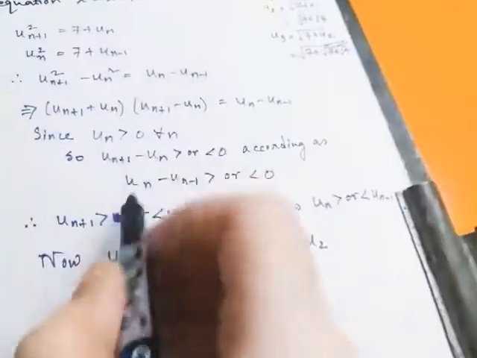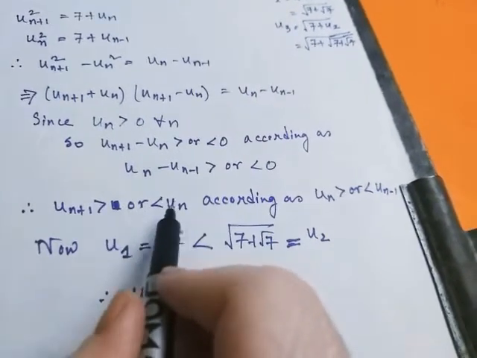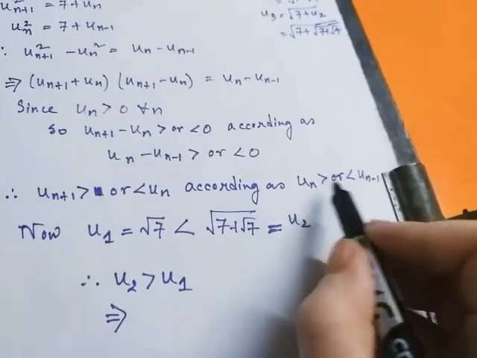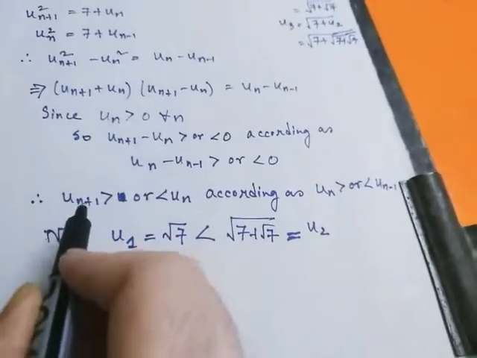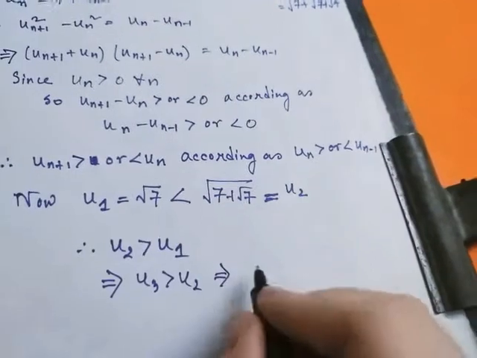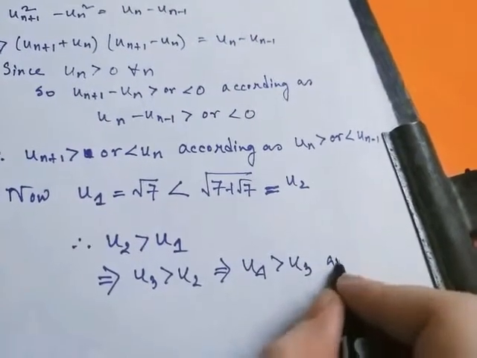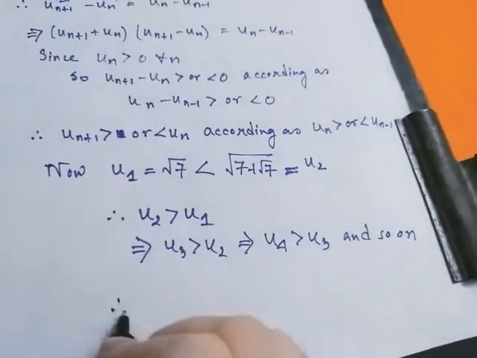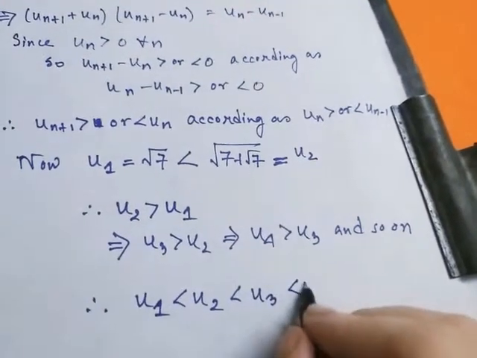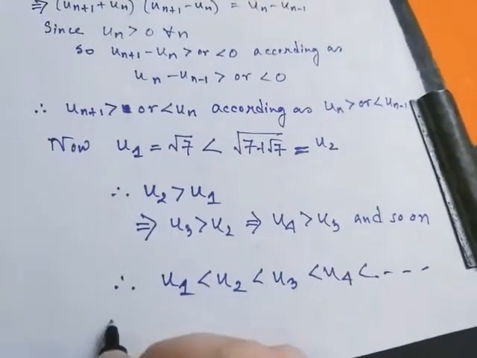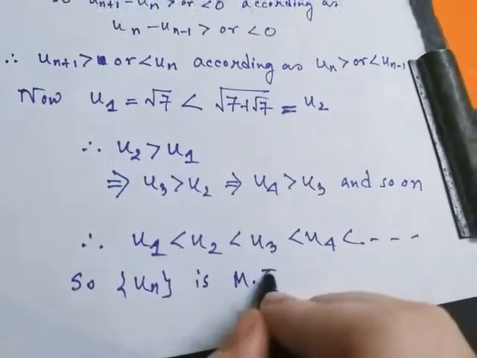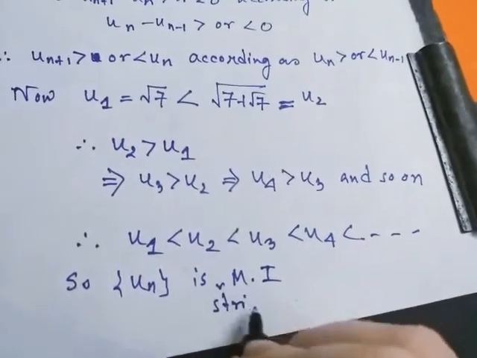This implies, now see that u_{n+1} is greater than or less than u_n according as u_n is greater than or less than u_{n-1}. Now put n = 2, u_2 > u_1. So u_3 > u_2, and similarly u_4 > u_3 and so on. Therefore u_1 < u_2 < u_3 < u_4 < ... So the sequence u_n is monotonically increasing, strictly monotonically increasing.